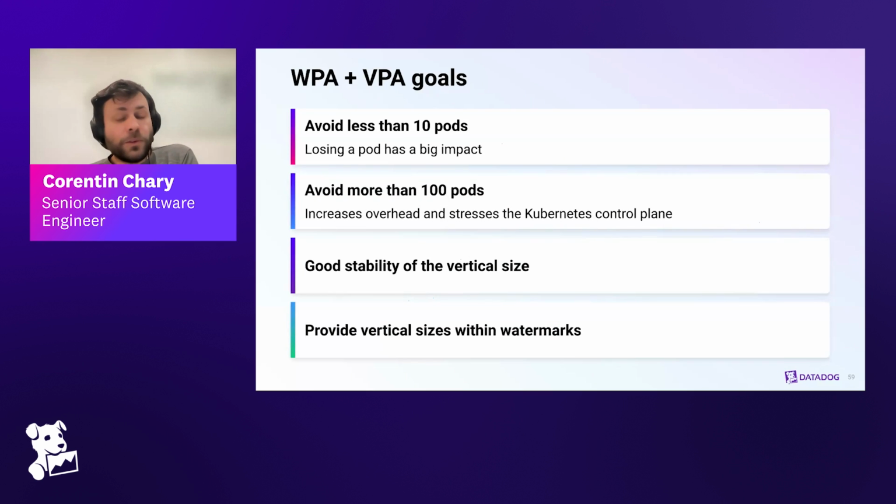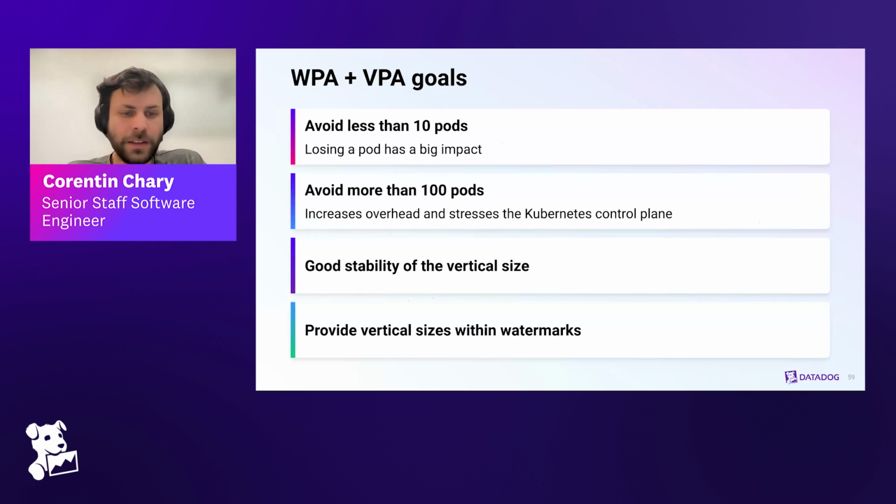So which goals should we give to the system and to the entire system? What we want is to avoid a tiny number of pods, for example, fewer than 10, because it leads to bigger impact when a pod is lost, and it makes the WPA less efficient when adding and removing a pod, and sometimes totally inefficient. We also want to avoid a large number of pods, more than 100, because that leads to increased overhead in the entire stack, and it stresses the Kubernetes control plane that can typically handle only a few thousand pods.